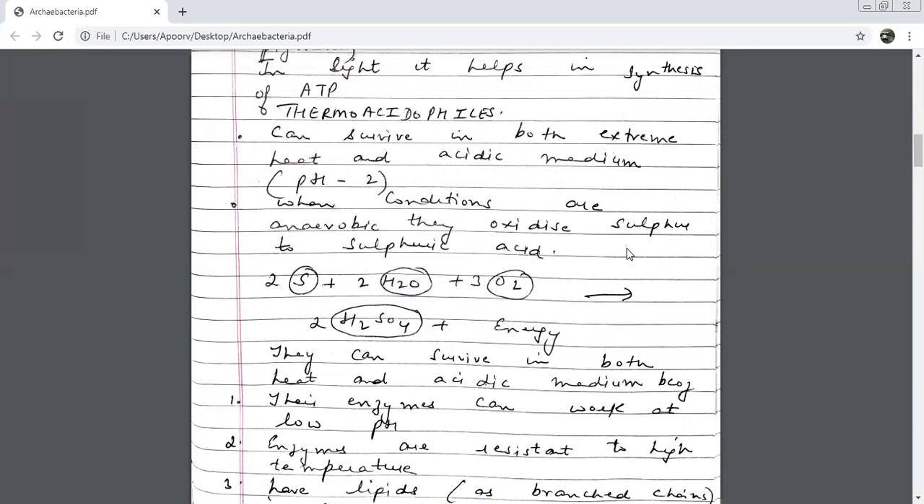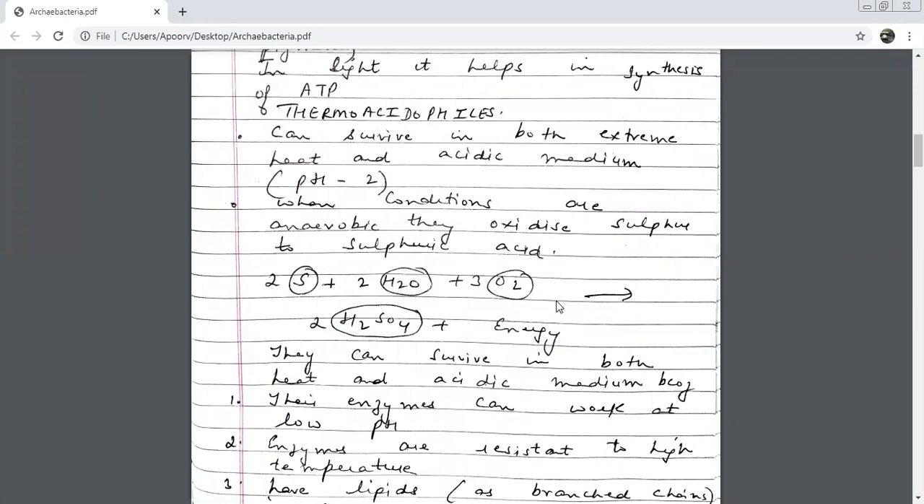See, beta, if the conditions are anaerobic, they oxidize sulfur to sulfuric acid. Oxidize means addition of oxygen. I think everybody knows about it. So they add oxygen to sulfur, and what is produced is sulfuric acid. But this happens only, obviously, when conditions are anaerobic.